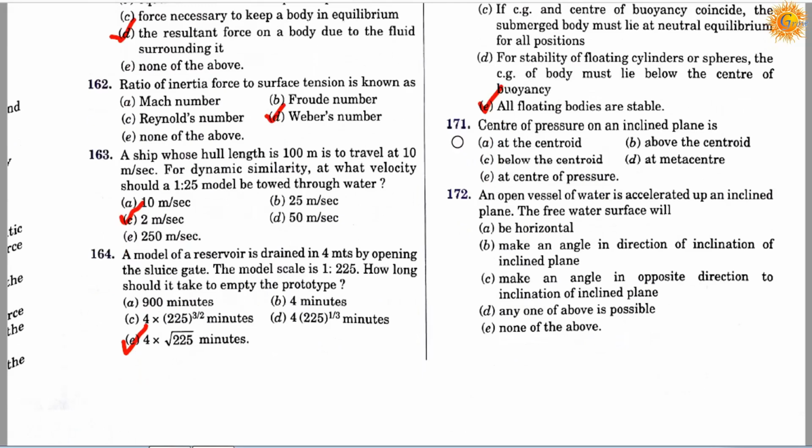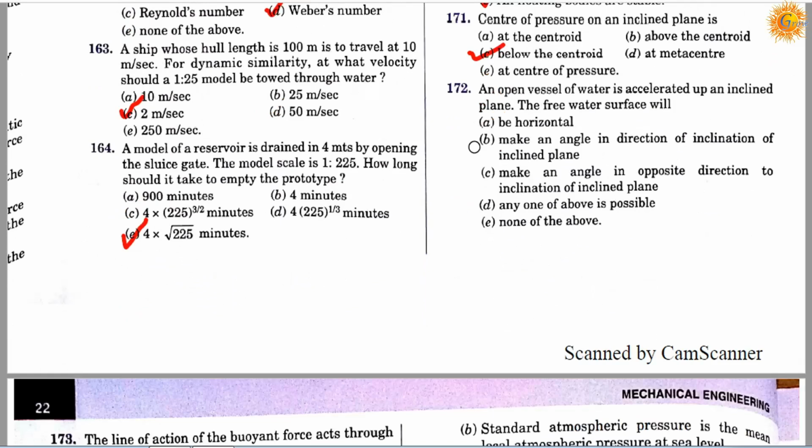Question number 171. Center of pressure on an inclined plane is: option A, at the centroid; option B, above the centroid; option C, below the centroid; option D, at the metacenter; and option E, at the center of pressure. So the correct answer is C, it's below the centroid.